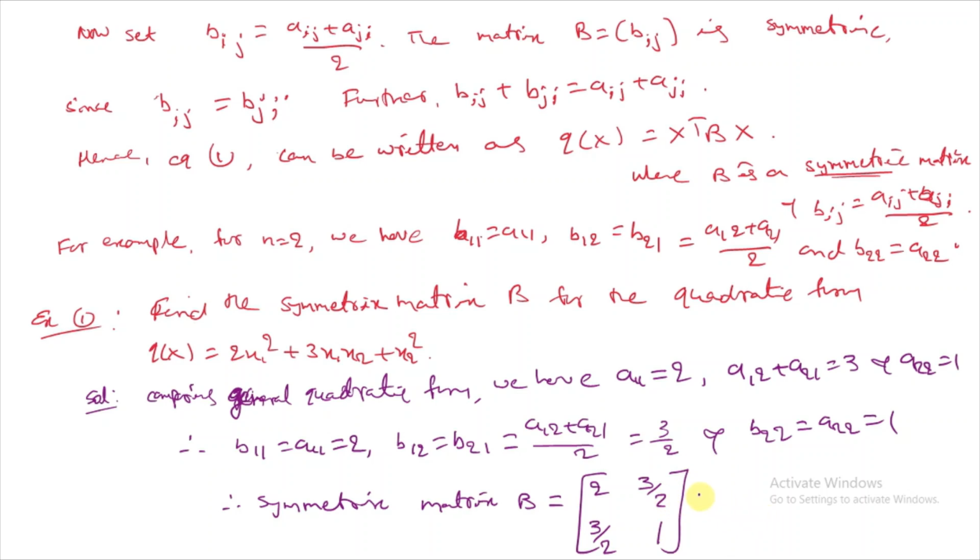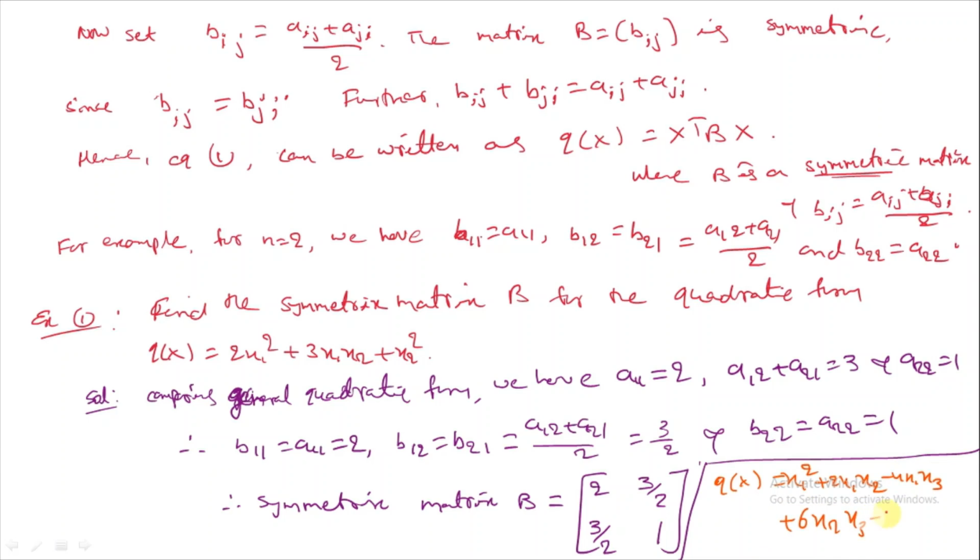We will take another example. You can write it directly. Suppose a quadratic form is given: Q of x equals x1 square plus x1 x2 minus 4 x1 x3 plus 6 x2 x3 minus 5 x2 square plus 4 x3 square.